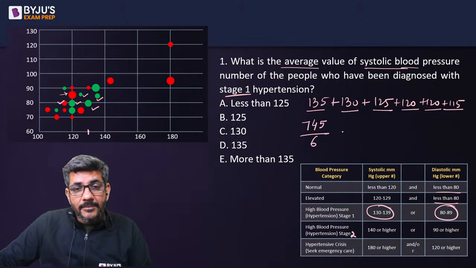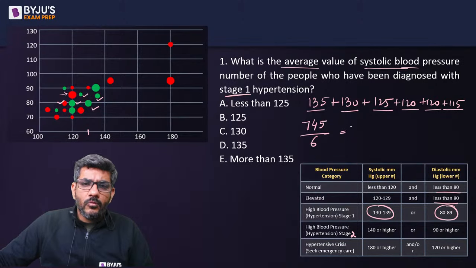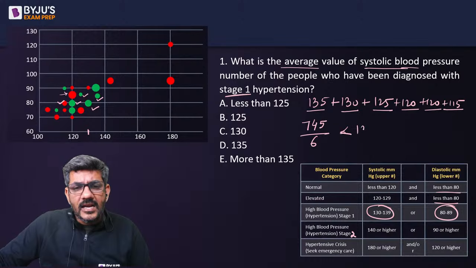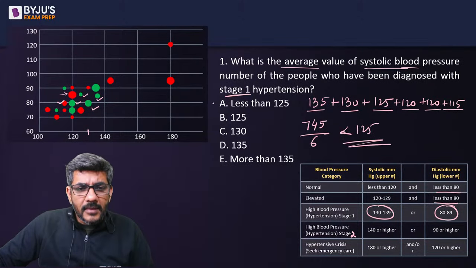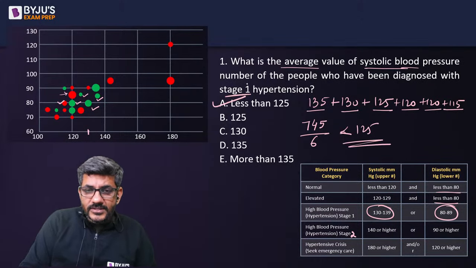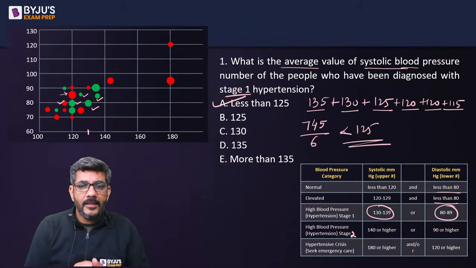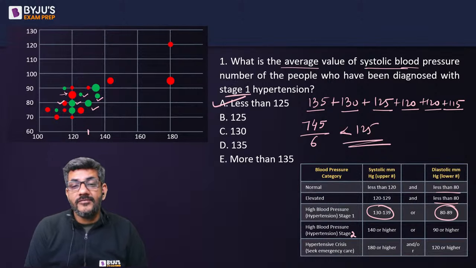And there are 6 people. So 125 into 6 is 750. So this is slightly less than 125. So in my opinion, the answer for this question should be option A. Yes, fortunately the answer is option A only. Option A is the right answer for this question.